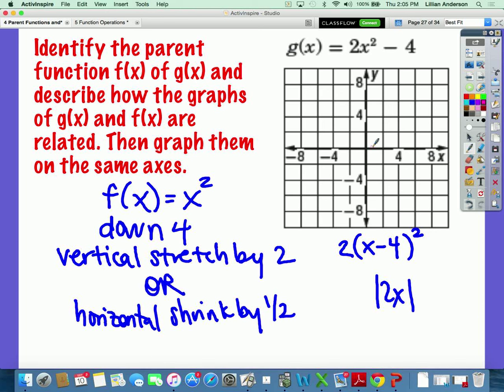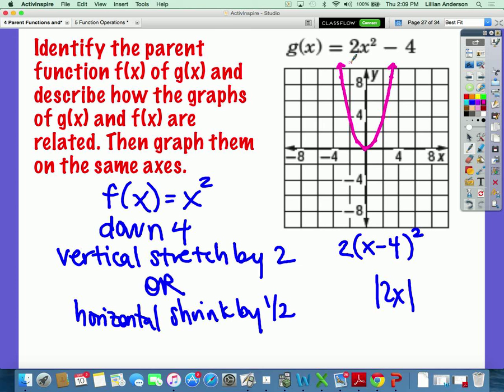So what we're going to do, we'll do y'all first. Graph this parent function, f of x equals x squared. There should be a distinct difference between your absolute values and your quadratics. So we're going down 4? We are going down 4.